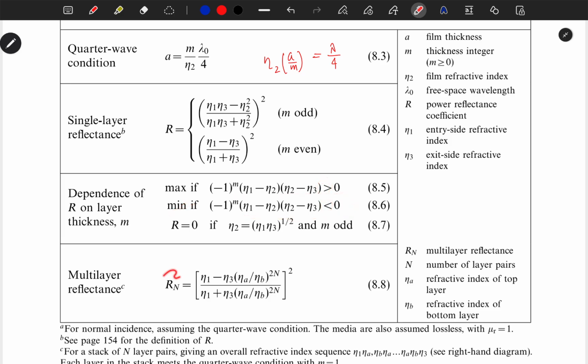Multilayer reflectance: Rn equals (eta 1 minus eta 2 Na by Nb) divided by (eta 1 plus eta 3 eta A by eta B), whole to the power 2n.